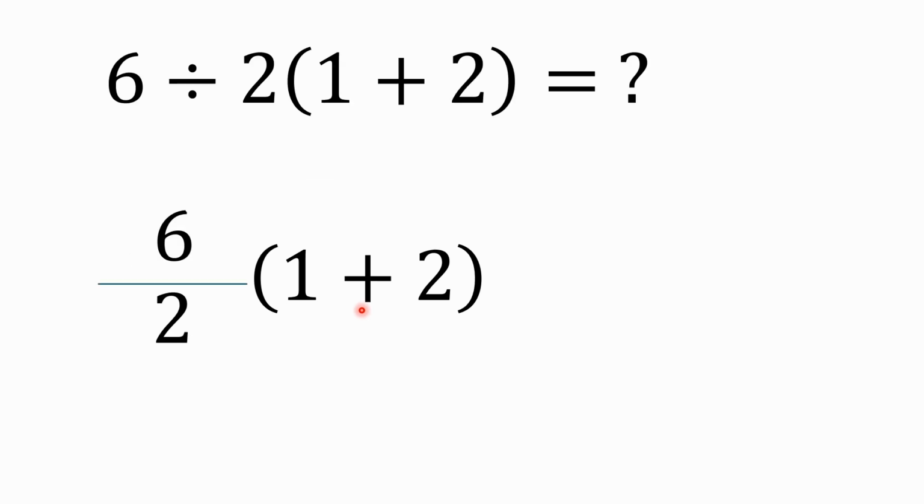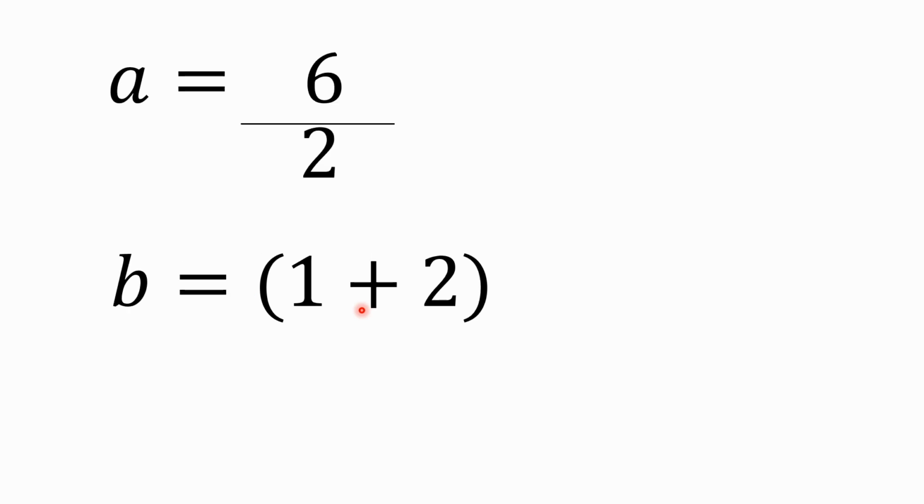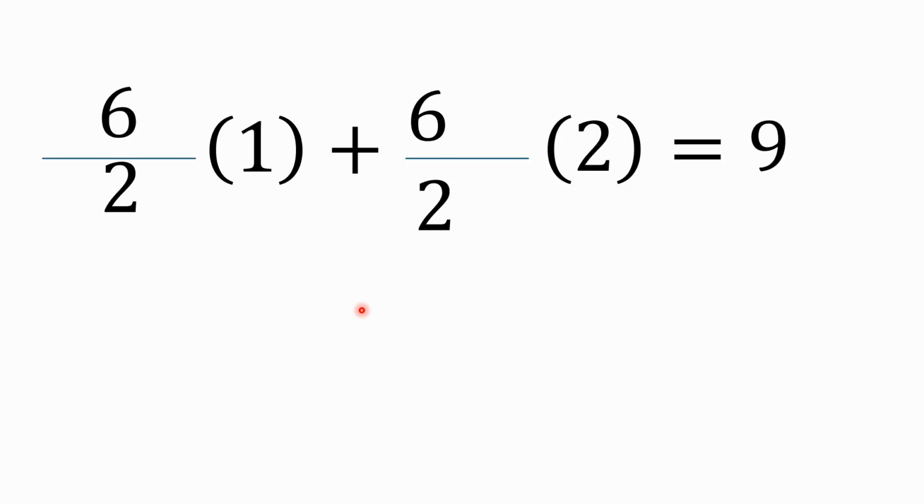And in this case, using the distributive property, A is 6 over 2, B would be equivalent to the 1 plus 2, and then using the distributive property, keeping the fractions, you could write it out this way. And in solving it this way, you get 9.